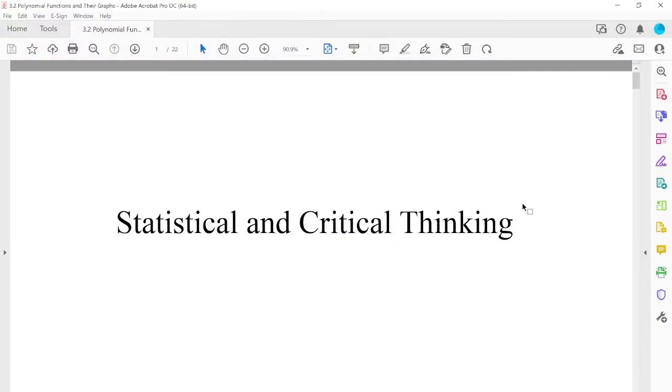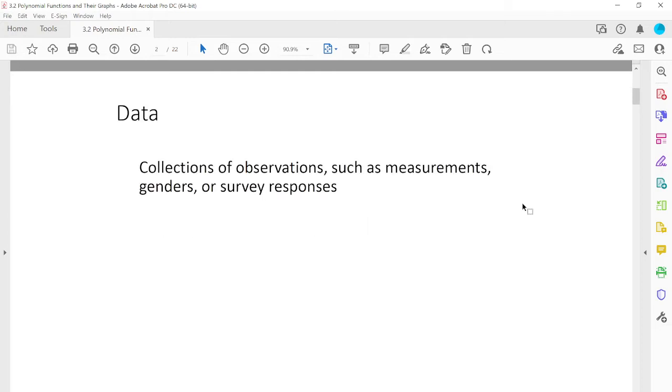Statistical and critical thinking. In this section, we're going to talk about things we need when we try to use statistics, how we should approach it, and what information we need. First of all, whenever we work in statistics, we need data. Data means a collection of observations such as measurements, genders, or survey responses.